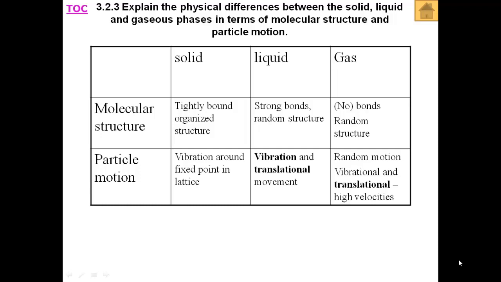The particle motion in a solid: the particles vibrate around a fixed point in some kind of structural lattice. In a liquid, there is vibrational, there's also translational movement, so the particles are able to drift around. In a gas, we have random motion, vibrational and translational motion, and we have very high velocities.